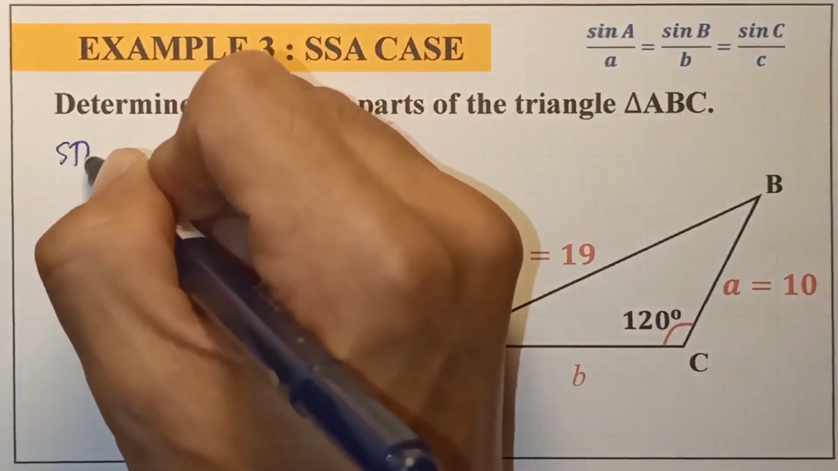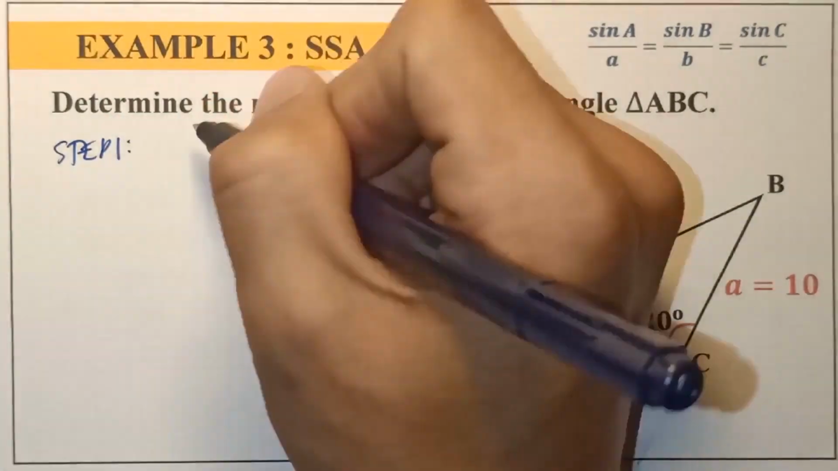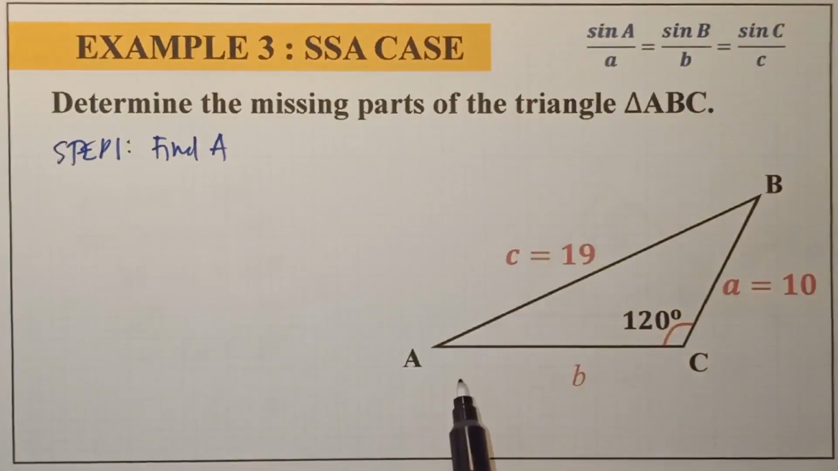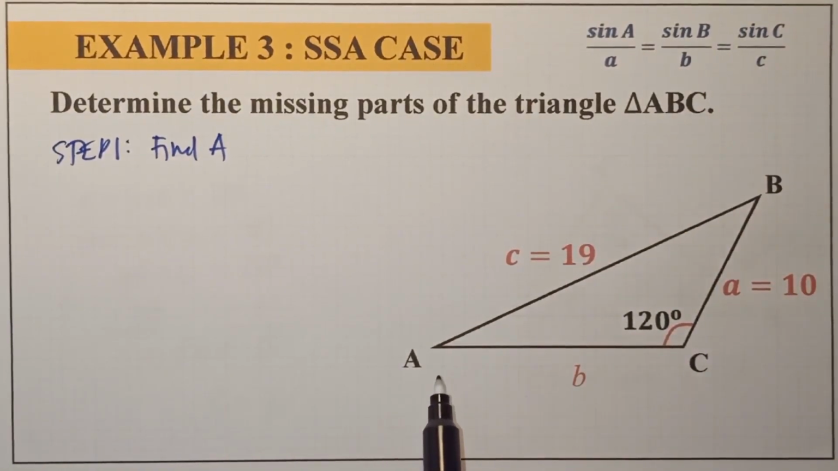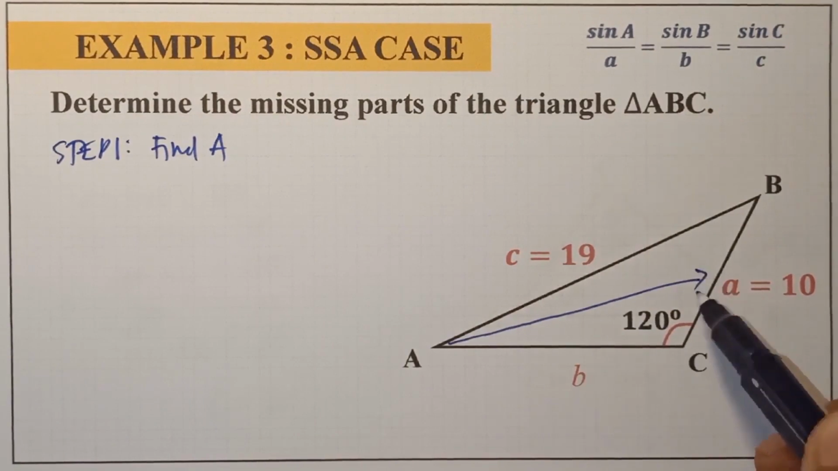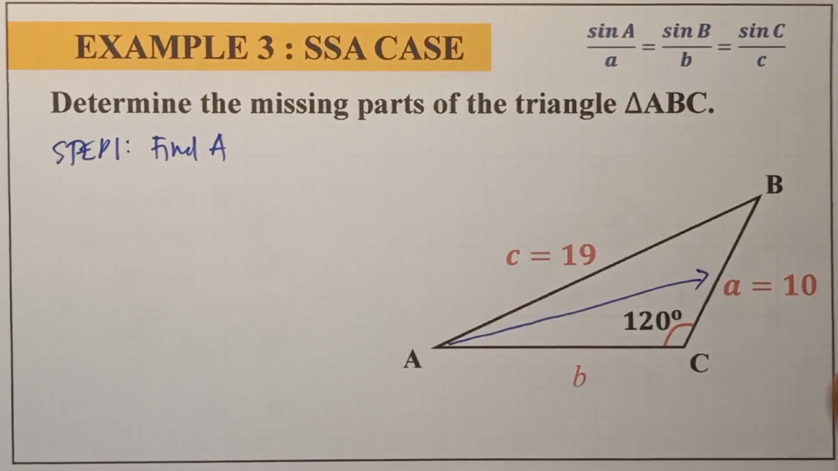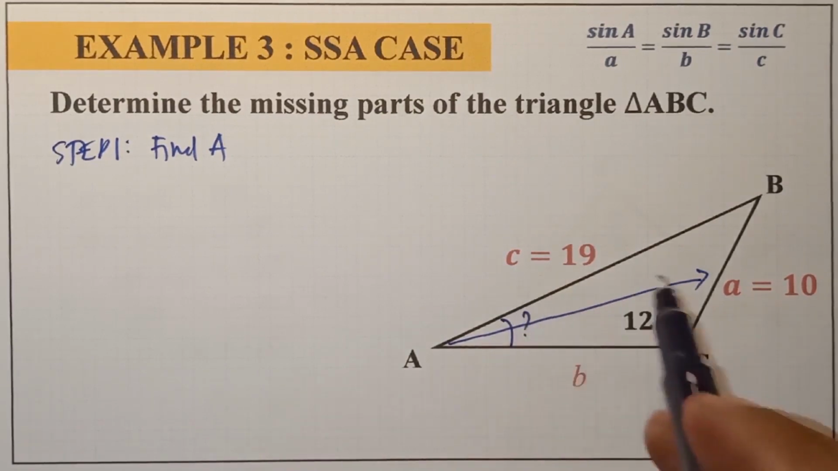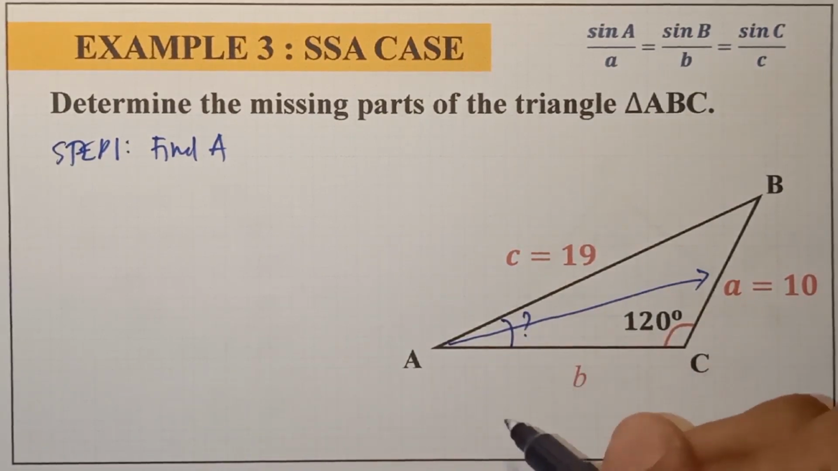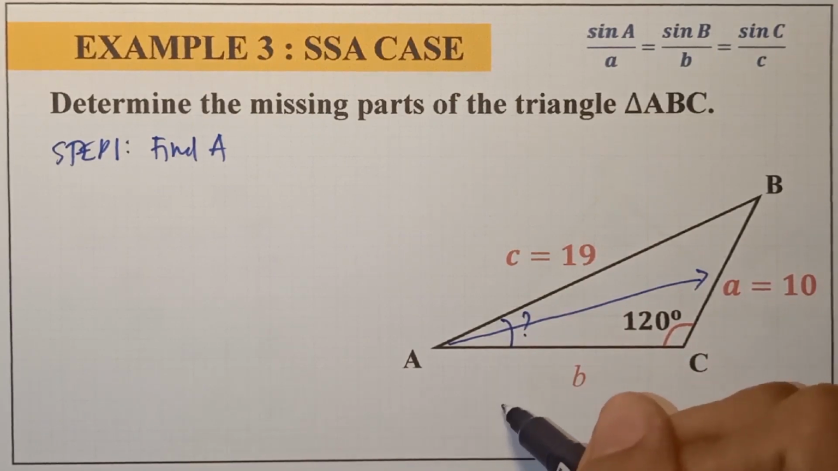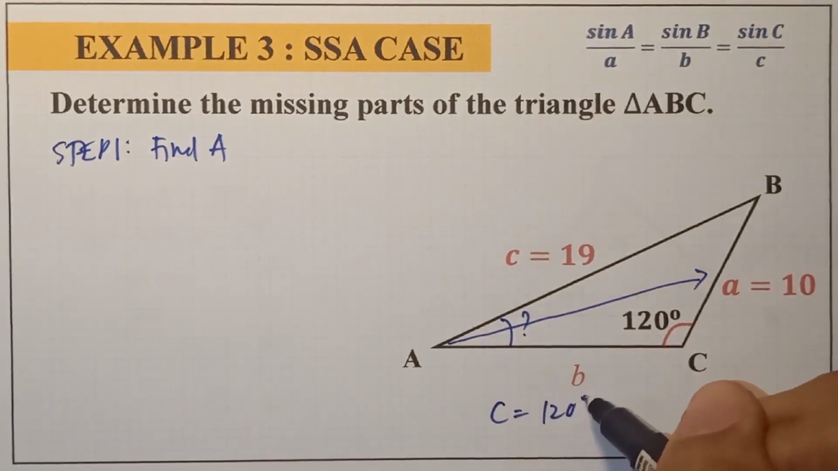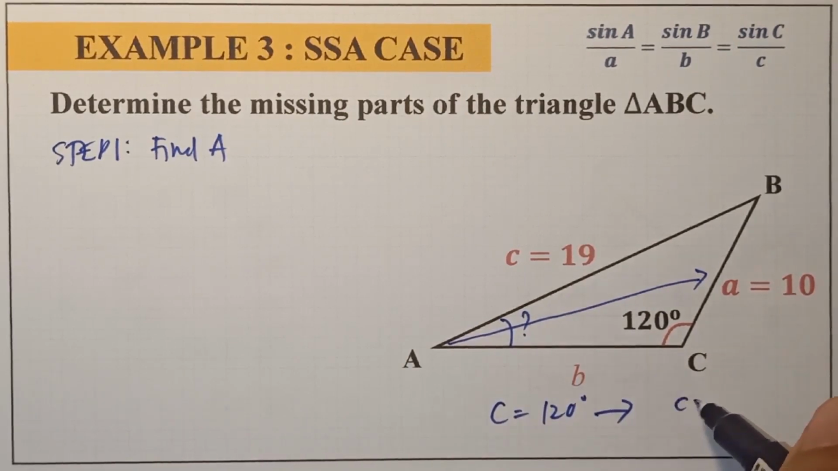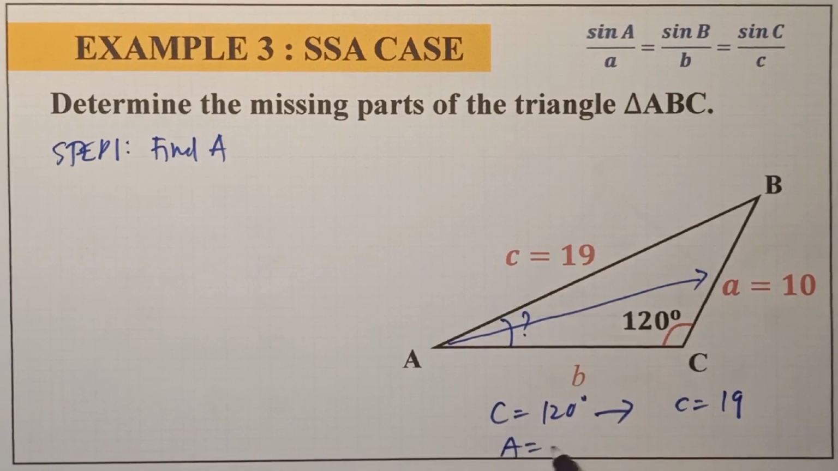So for step 1, we need to find A. Why A? Because its opposite side is given, so we can find its angle. And we can also use angle C, which is 120, and its opposite side c, that is 19. As I've told you, as long as there is a given, like angle C is 120 degrees, its opposite side is 19, angle A is missing, but its opposite side is given.